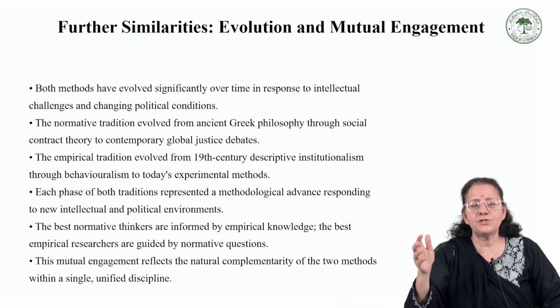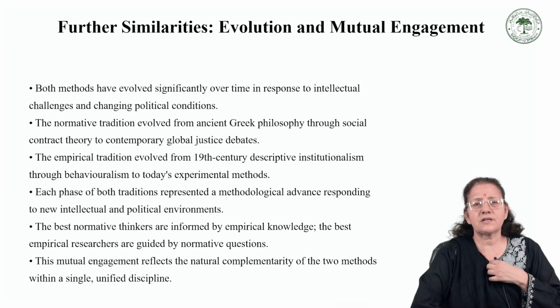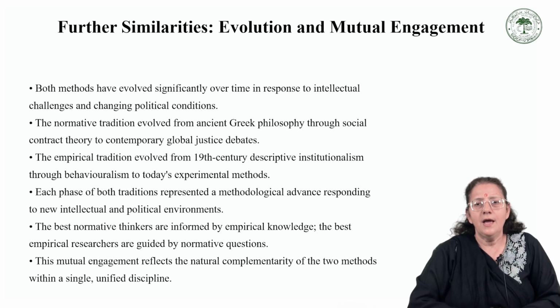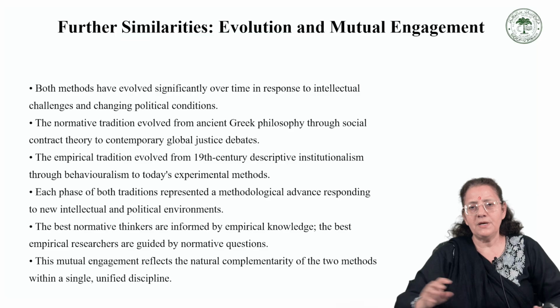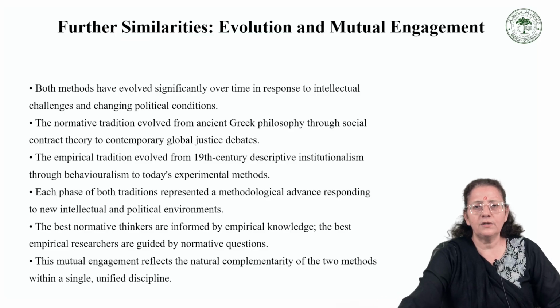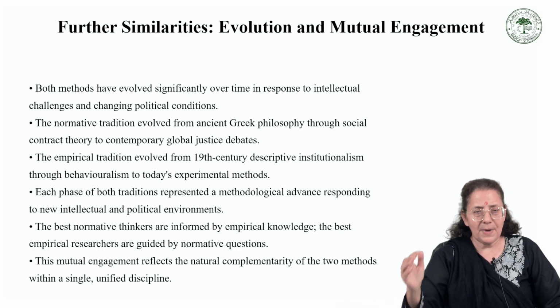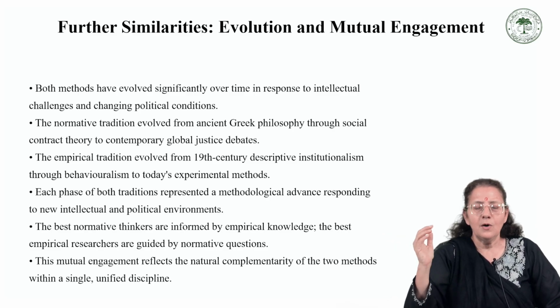The empirical tradition evolved from the early descriptive institutionalism of the 19th century, which studied the formal structures of political institutions, through the behavioral revolution of the mid 20th century, and on to the sophisticated quantitative and experimental methods of contemporary empirical political science. Each phase represented a methodological advance in the capacity to study political phenomena rigorously.